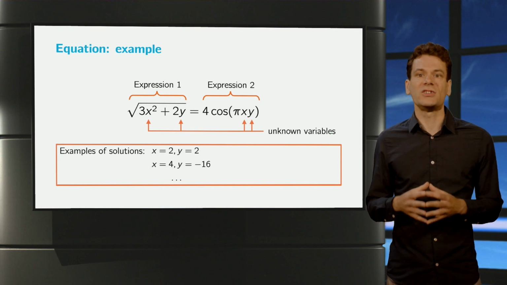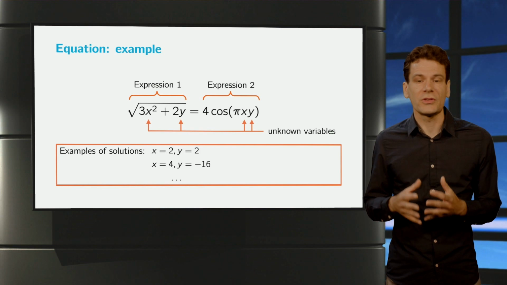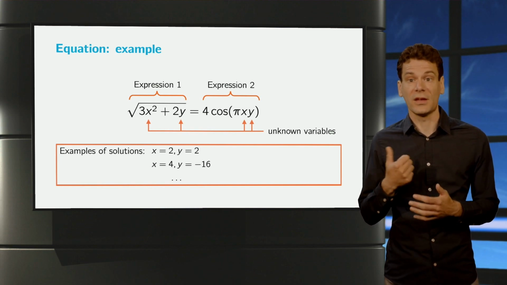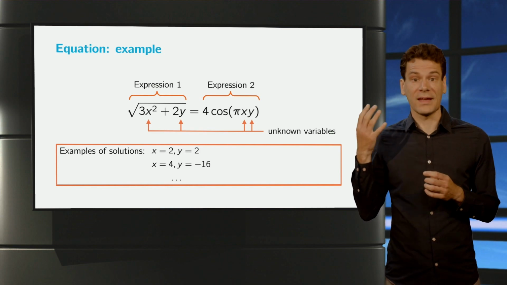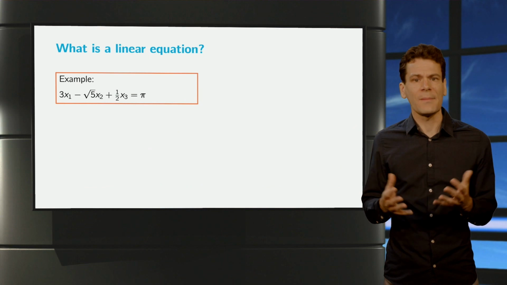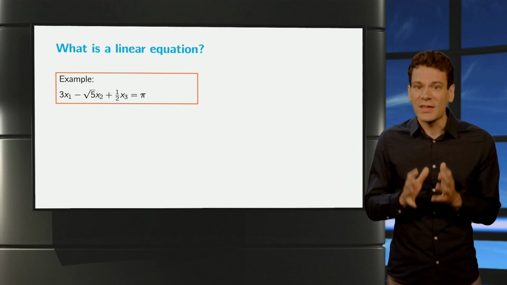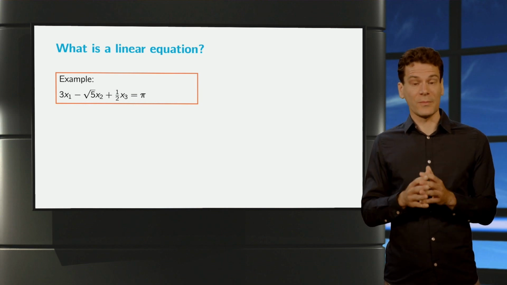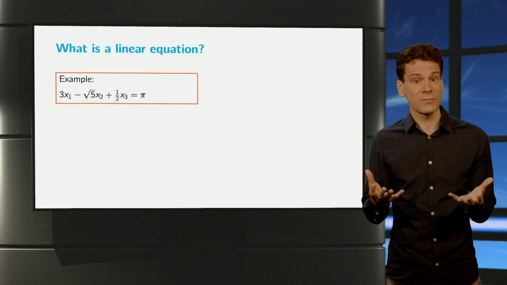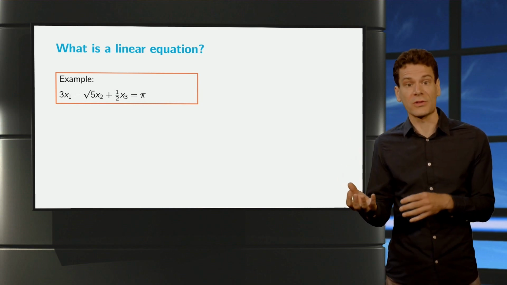Then what makes an equation linear? Basically, linear equations are equations that can be constructed by using only two operations, addition and multiplication of a constant with a variable. For example, this is a linear equation. You see that it can be built from the variables x1, x2 and x3 and constants by using only addition and multiplication of a constant and a variable.